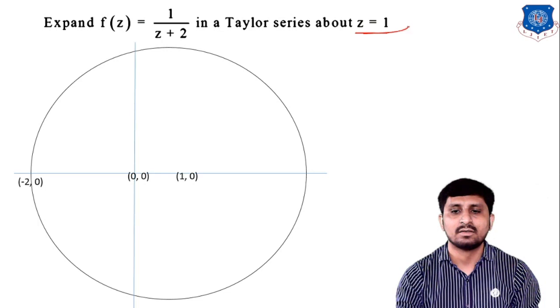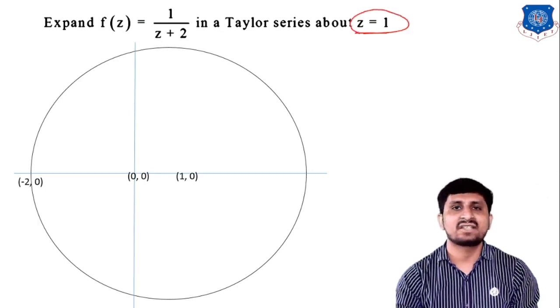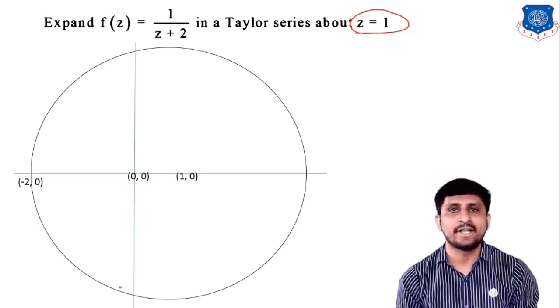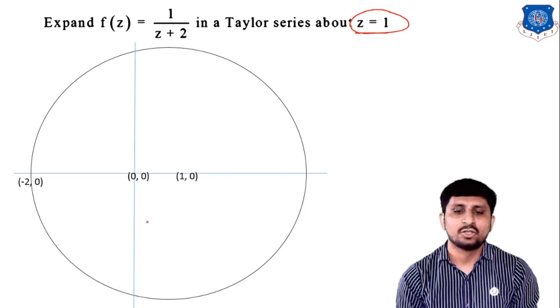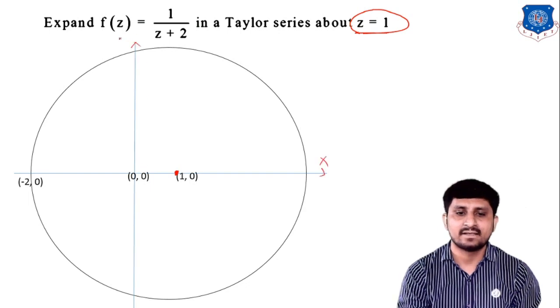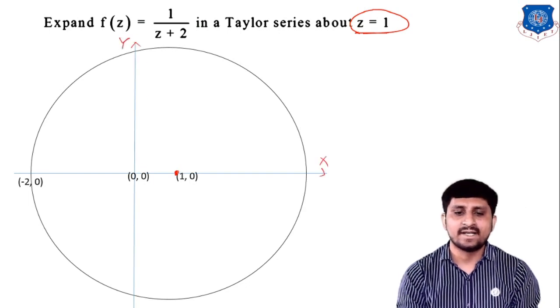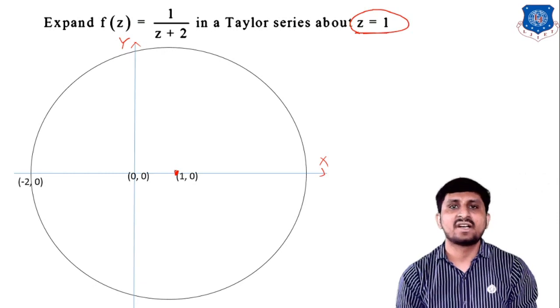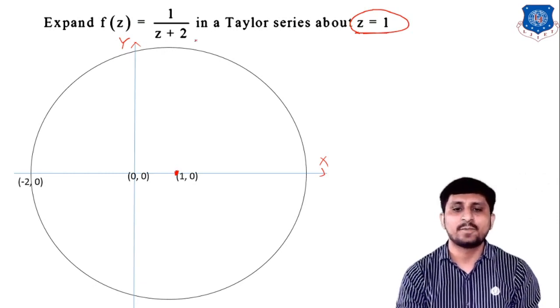First of all, try to understand the center. What is your center point? Center point is (1, 0). So this is my center for the circle. This is the y axis and this is the x axis. Center point is (1, 0). Now what is the function? Function is 1 upon z plus 2.